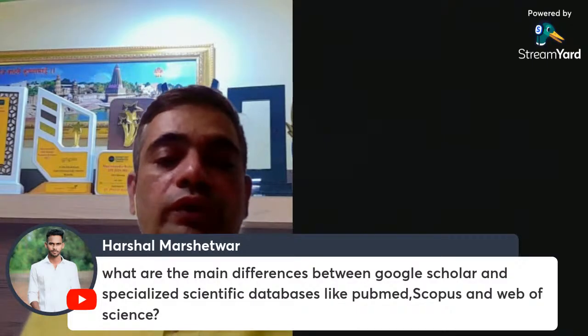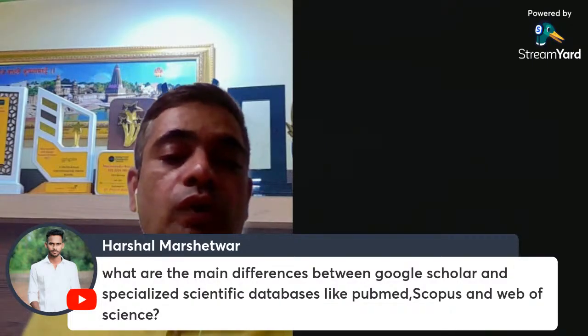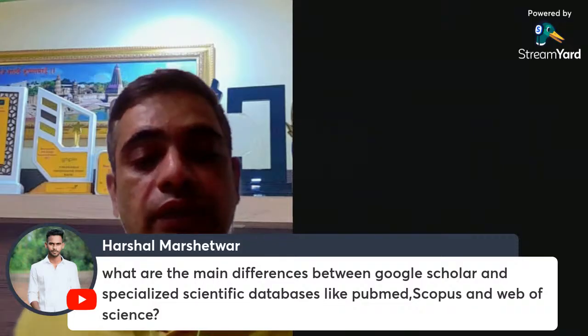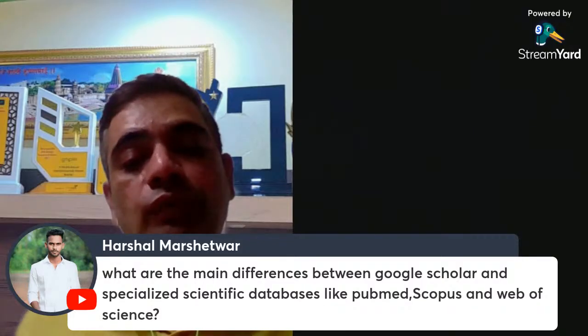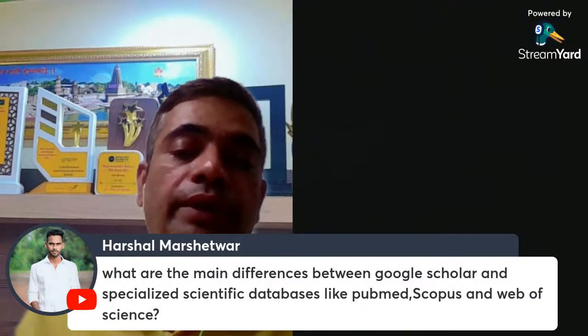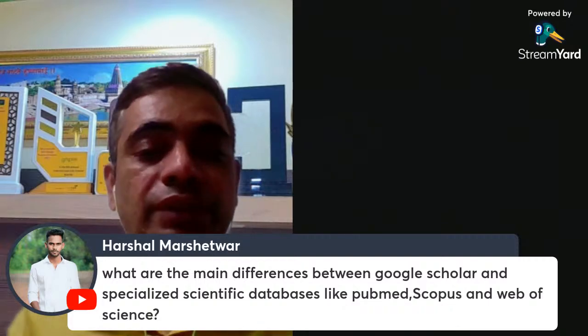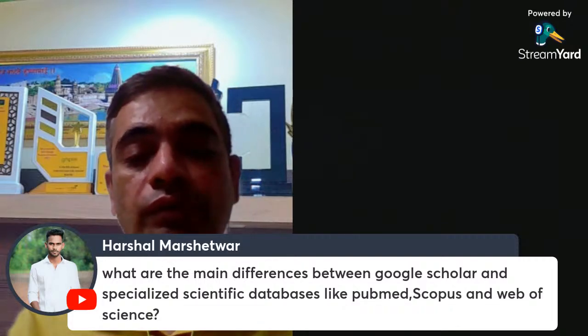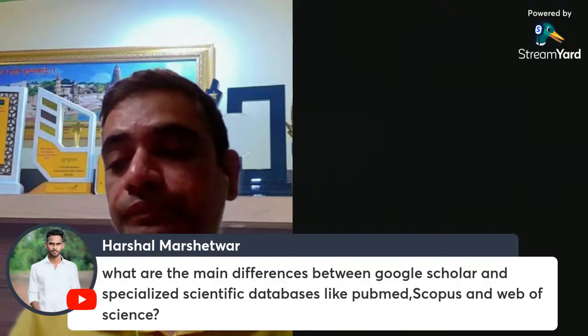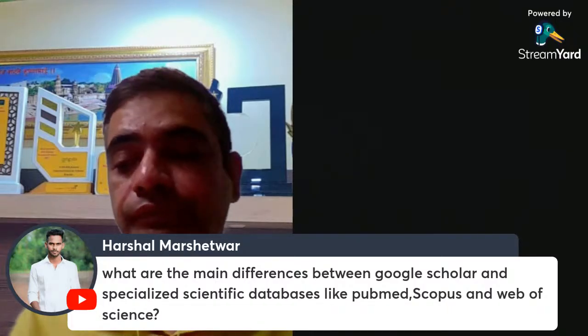Next question is, what are the main differences between Google Scholar and specialized scientific databases like PubMed, Scopus, and Web of Science? So you can just mention a major difference between Google Scholar and other databases. Okay, as I have already mentioned while I was saying the purpose and coverage.